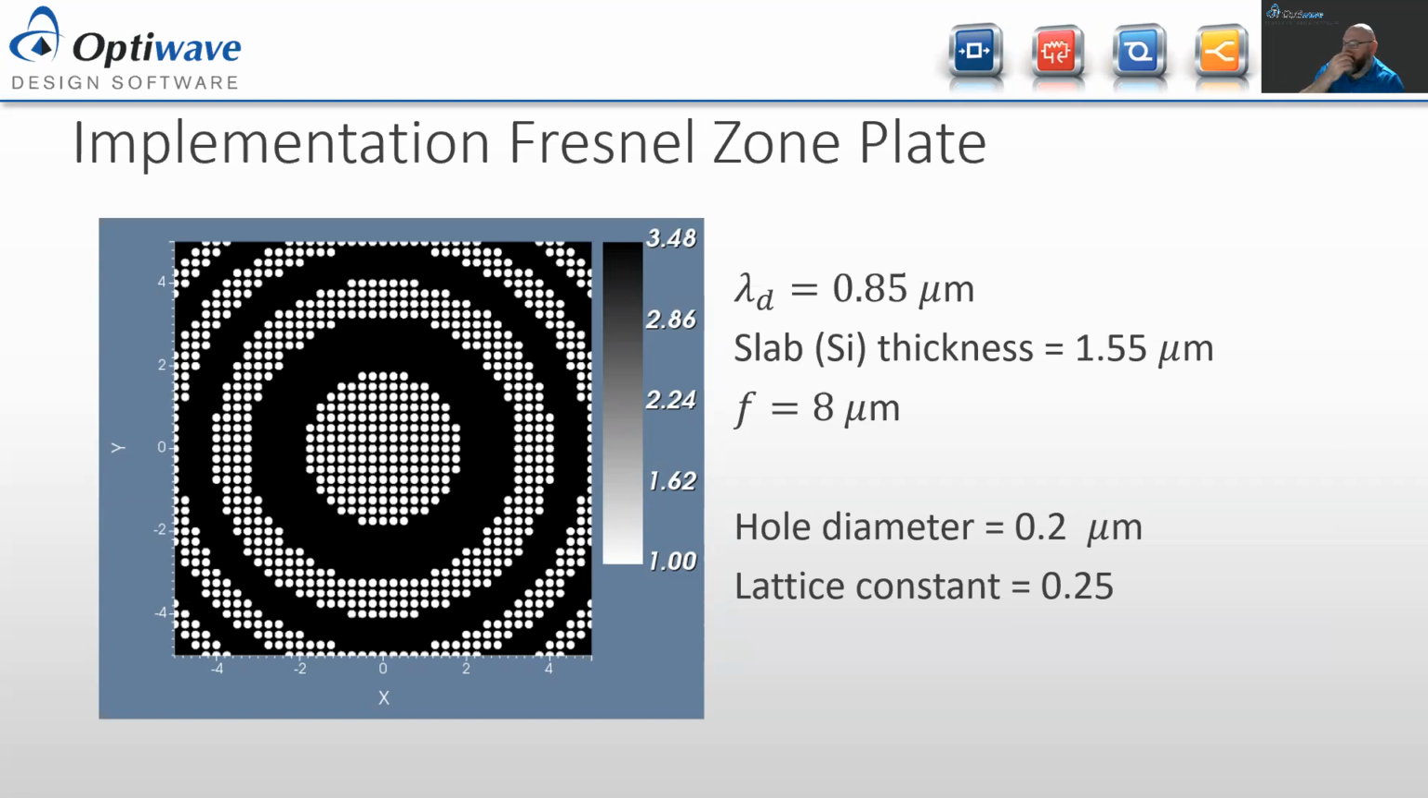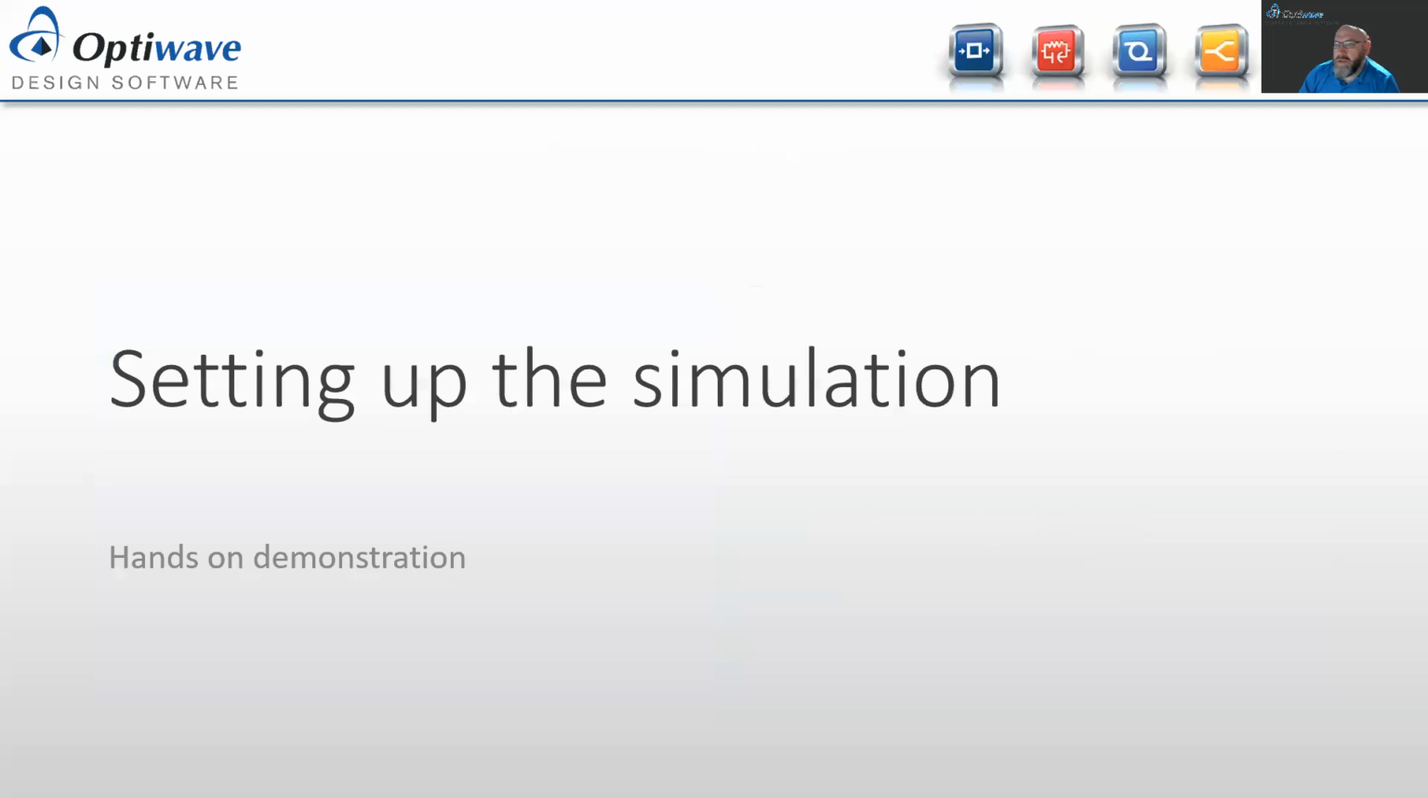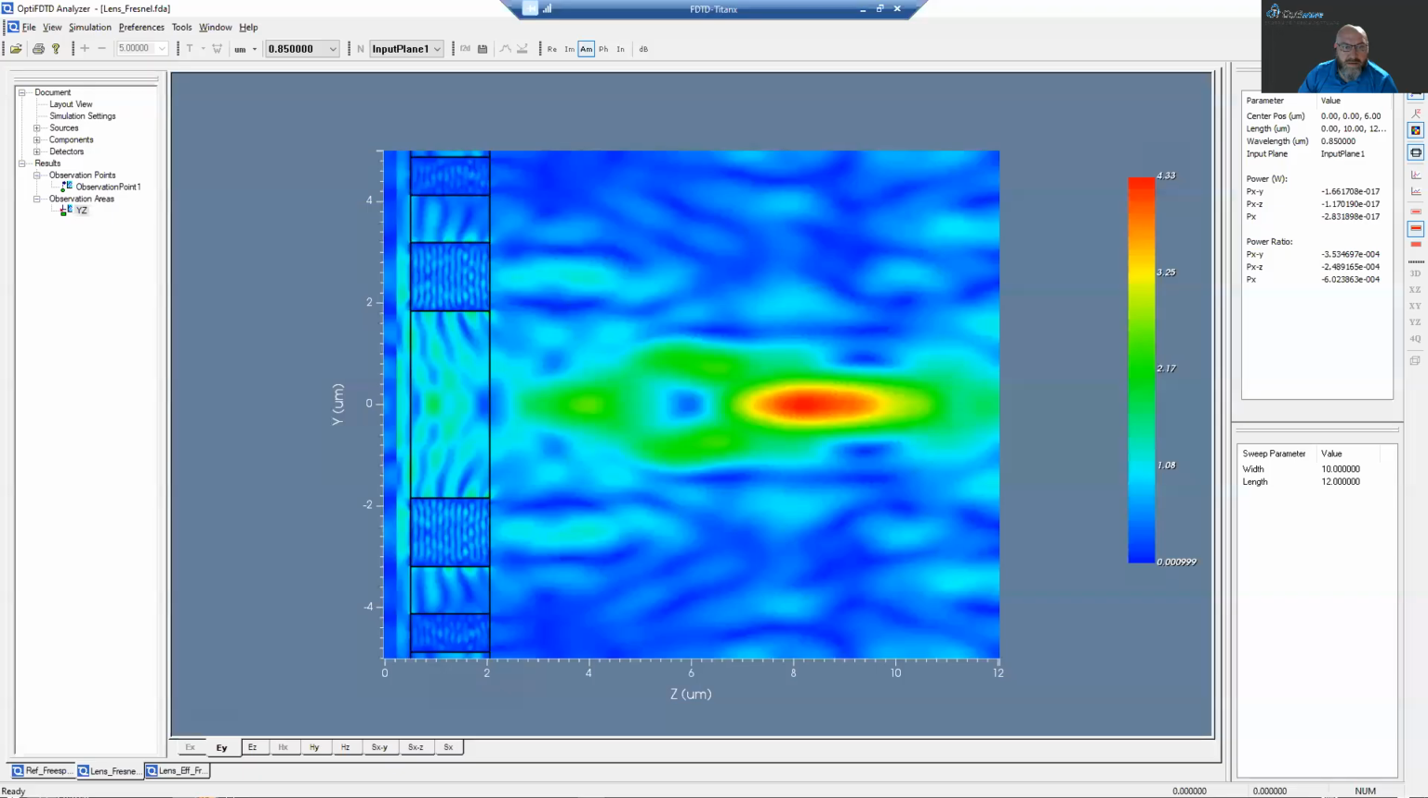So we can see here on the left, we have a high transmission zone in the center, low transmission around it, then high transmission, low transmission, in the same pattern that we saw for the standard Fresnel zone plate. So we're going to pop over to Designer and show how that looks in terms of the scripting.